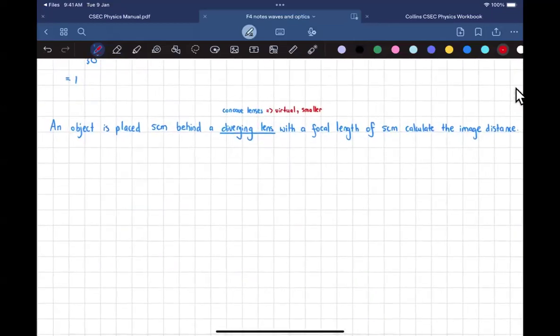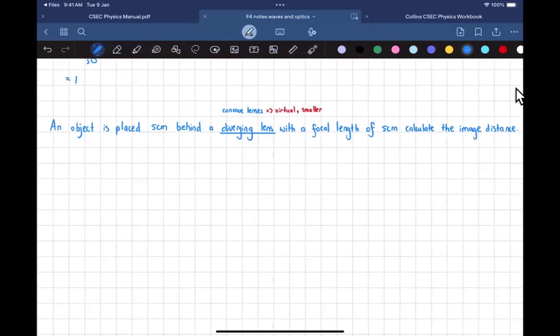Now hear this, guys. This is the catch. If you have a divergent lens, V is now negative. That's the only catch there. Right? That is the only catch. So, Nicholas, let me do this question together.